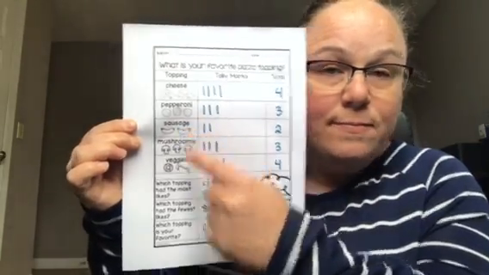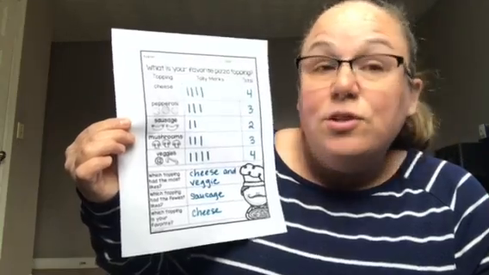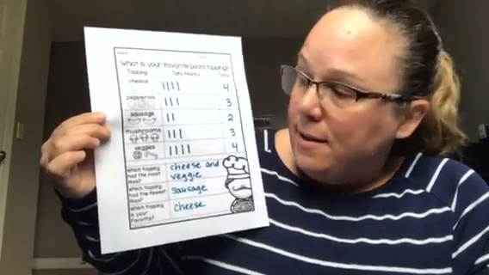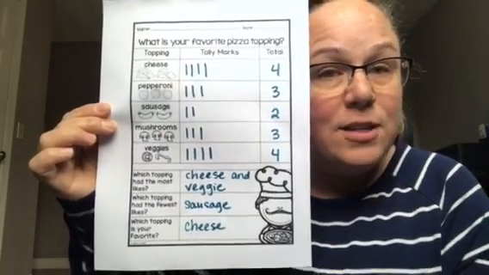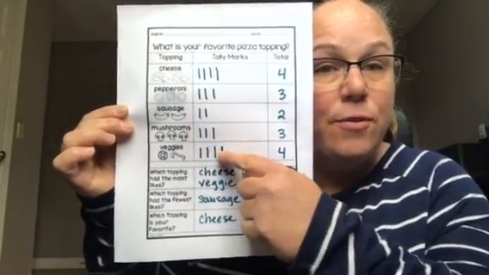You could use colors, so you could use yellow for cheese, red for pepperoni. What color is this? Sausage is also red, so you could do pink. Mushroom could be gray or white, and other veggies, and use those colors to graph.